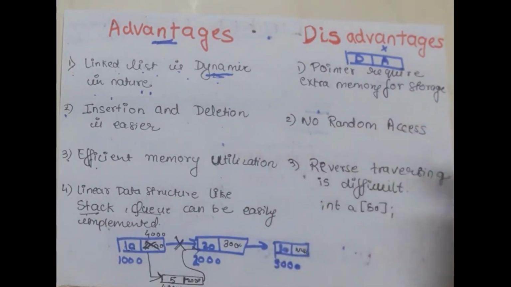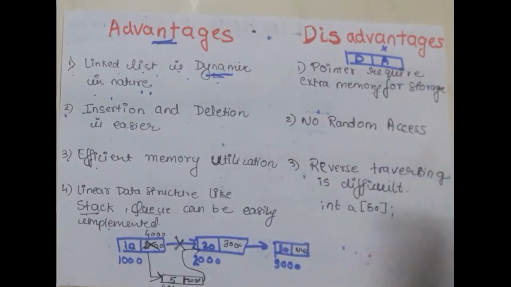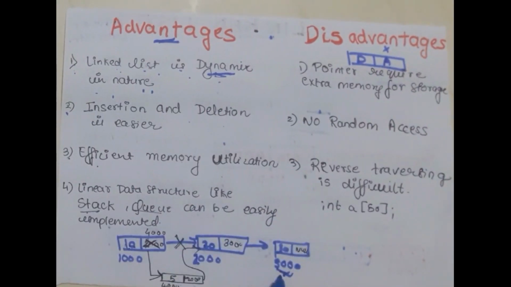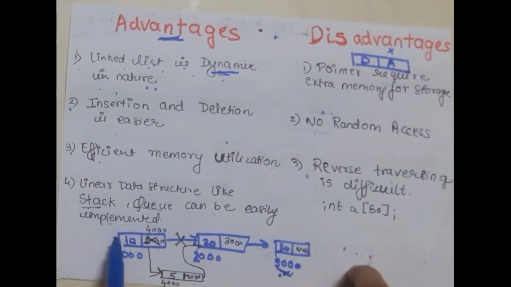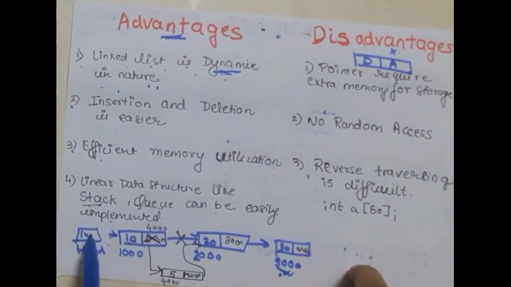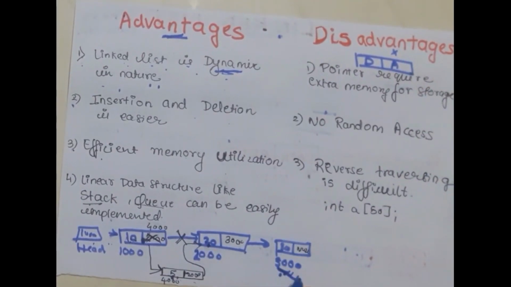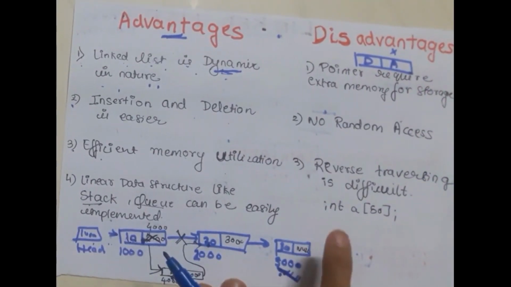The second is no random access. We cannot access the nodes of a linked list randomly. For example, if we want to access this last node, we cannot directly access this node. We have to follow the sequence. First, with the help of the head, which will contain the reference to the first node, we can access this node. After this, this. After this node. And finally, the node which we want to access.